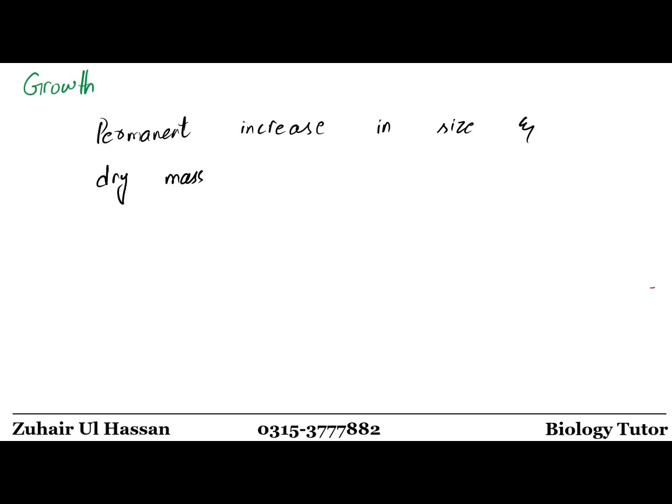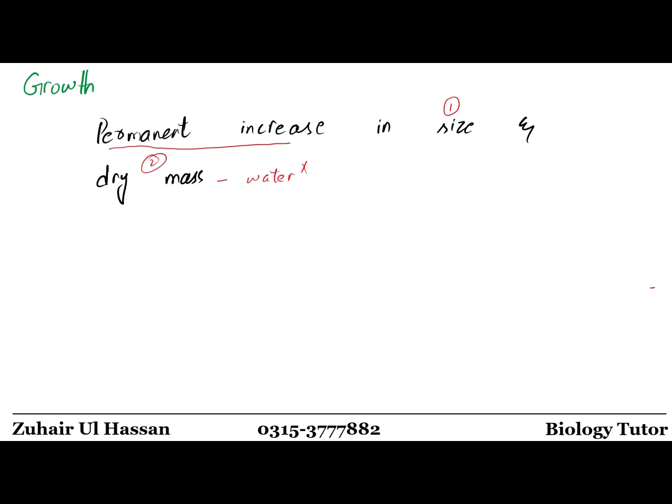Next is growth. The first thing in growth is that it is a permanent increase, not a temporary increase. And this increase would be in two things. Number one, size. Number two, dry mass. Dry mass is the mass without water. Water is not included in this mass.